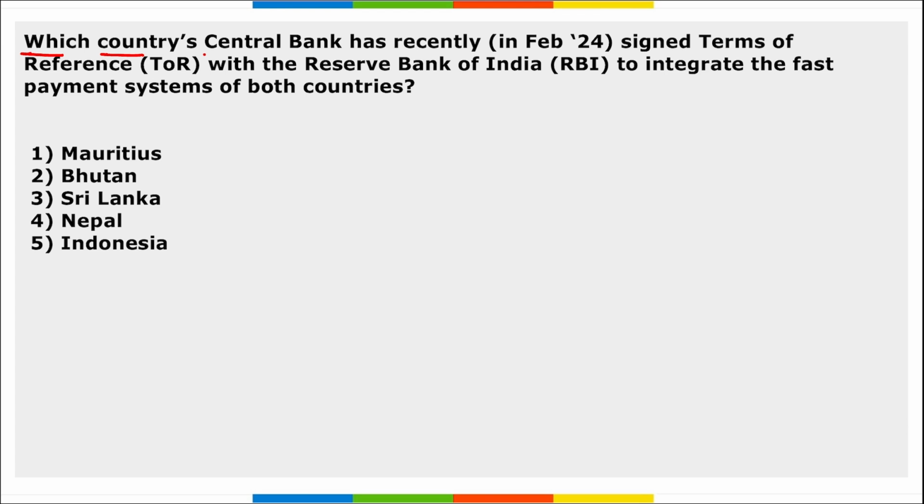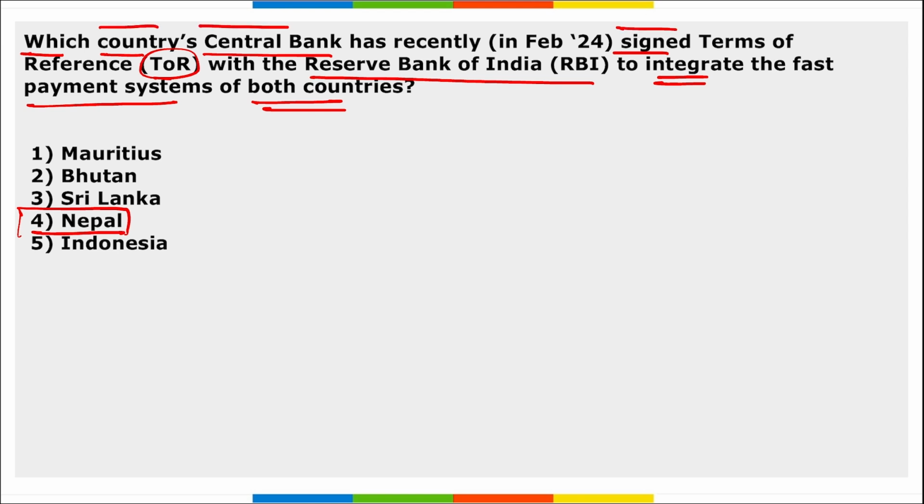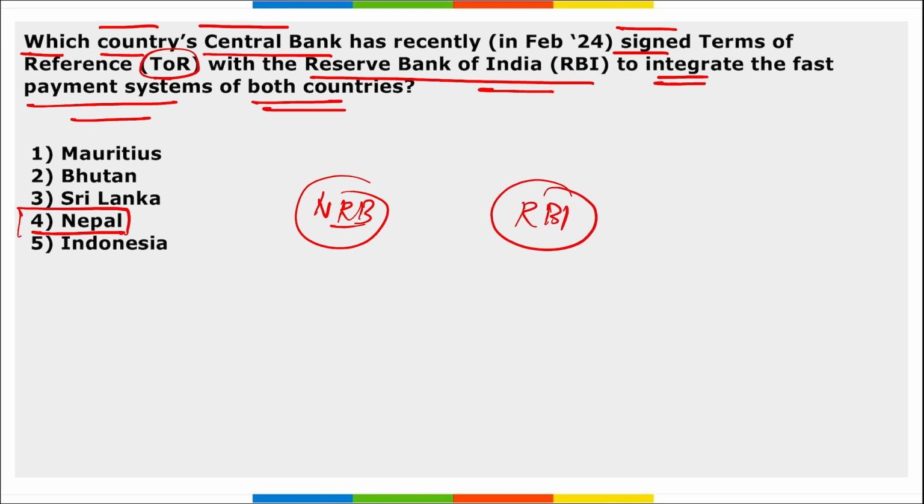Next, which country's central bank has recently signed a term of reference with RBI to integrate the fast payment systems of both the countries? It is Nepal. Right? So which country's central bank recently signed a term of reference with RBI to integrate the fast payment system of both the countries? It is Nepal. Right? And Nepal's central bank is Nepal Rastra Bank, NRB, and RBI of India is Reserve Bank of India, right? They signed this term of reference.